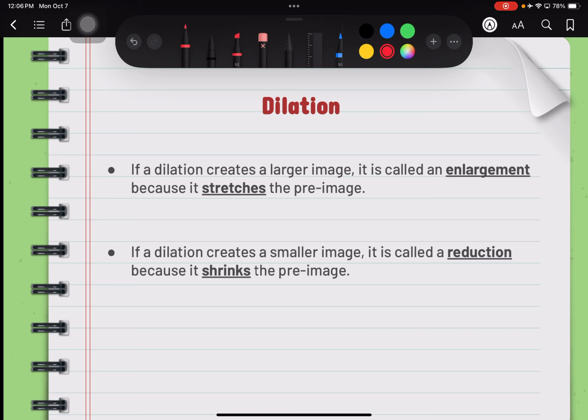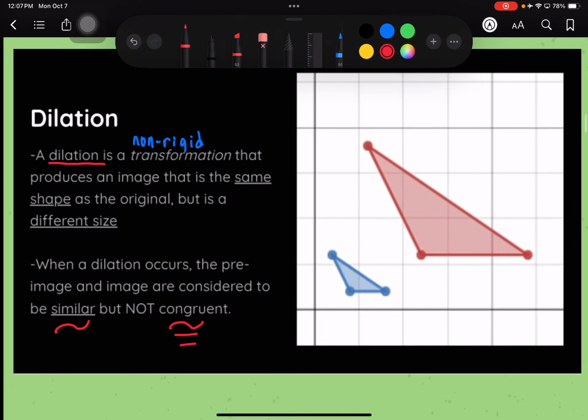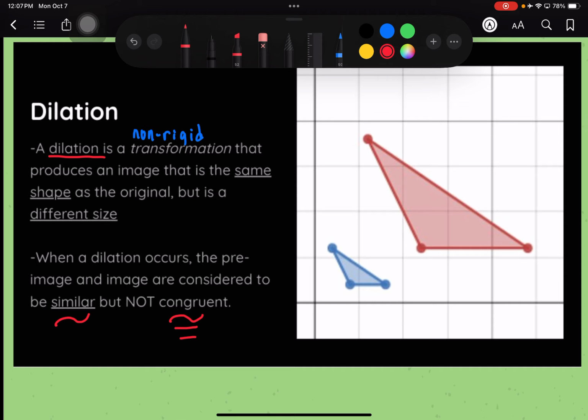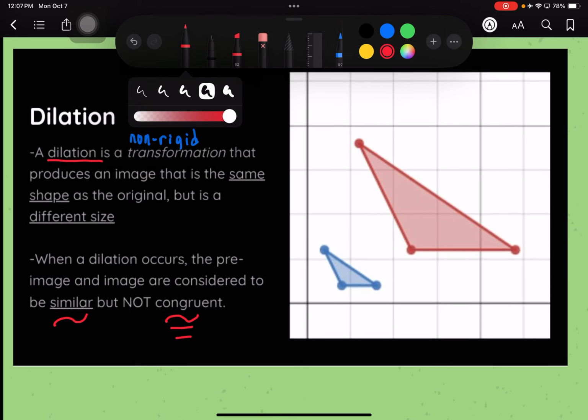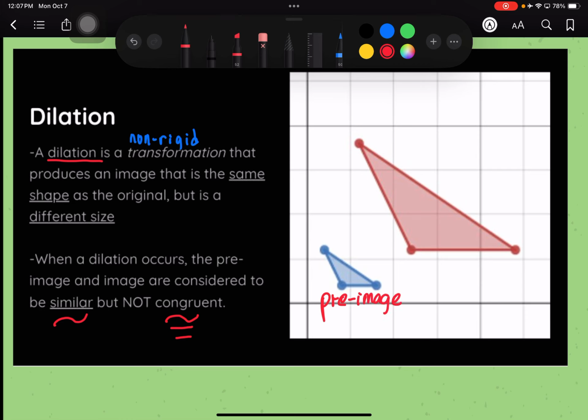So let's look at that picture on the side that you had. Scroll back up. We're going to look at this picture on the side. All right, see the picture that you have on the side? We're going to label this first one my pre-image. And we're going to label this my image. Now, just by looking at the figure without even knowing the scale factor, because that's what you're going to find today, what happened to the image?